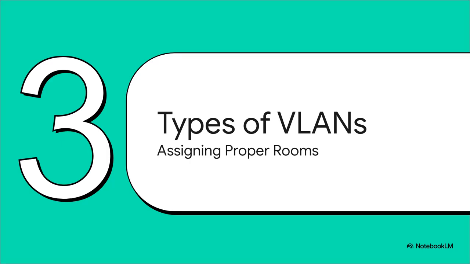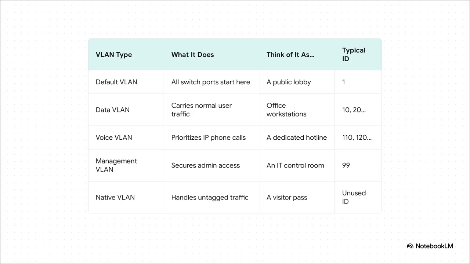Okay, now that we've got the mechanics down, let's talk about the different kinds of VLANs you'll probably end up using. This is how you'll actually organize your network and make sure every device gets put in its proper room. This table is a super handy guide. Think of the default VLAN as the main lobby of a building. It's where every switch port starts out by default. Then you've got your data VLANs. That's for your normal user traffic, like laptops and printers. The voice VLAN? That's like a dedicated hotline, giving your IP phones their own special lane to make sure your calls are crystal clear.